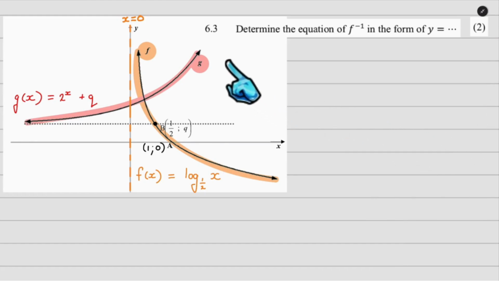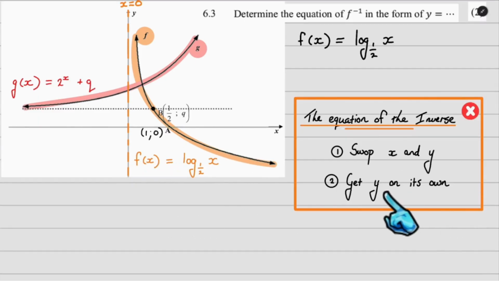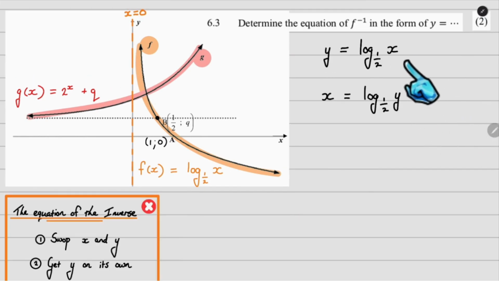Moving on to 6.3, it asks us to determine the equation of the inverse. F to the minus 1 is representative of the inverse in the form of y equals something. So it's the inverse of f. So I'm going to grab the equation for f. And then to get the inverse, I need to perform two things. I need to swap x and y, and then get y on its own. So remember, f of x is a fancy placeholder for y. And then I swap the position of x and y like so.